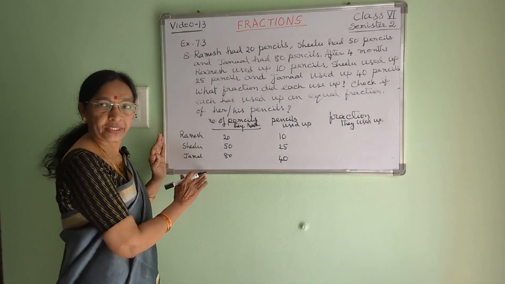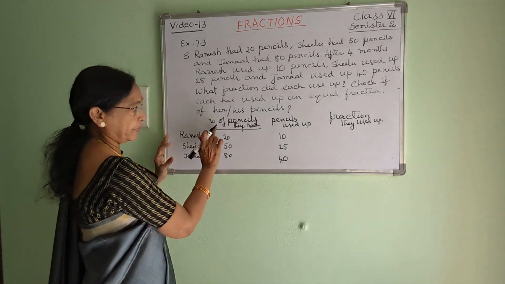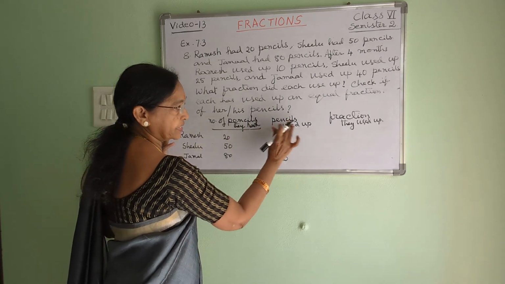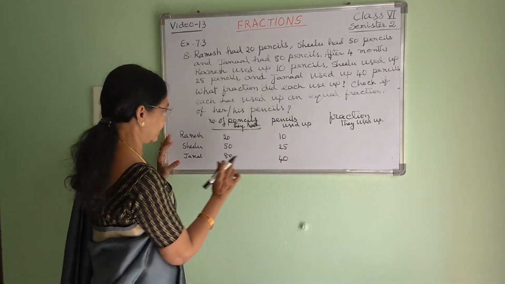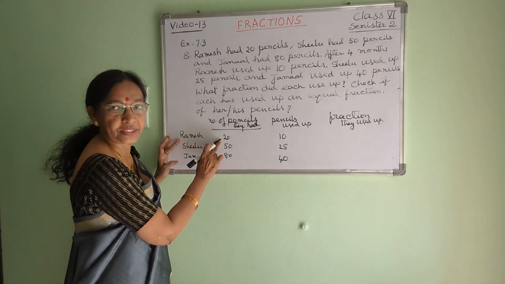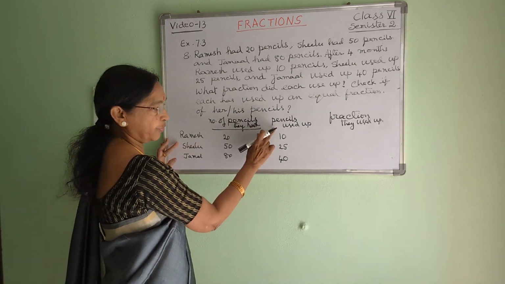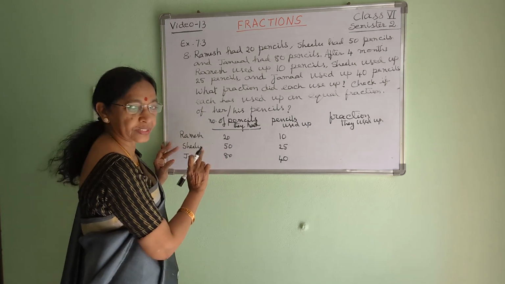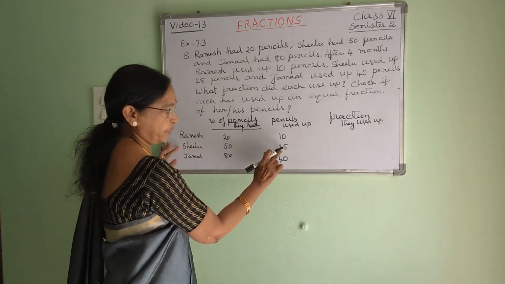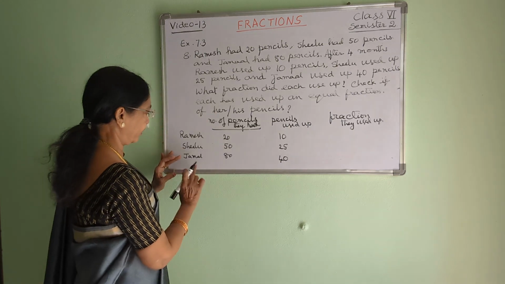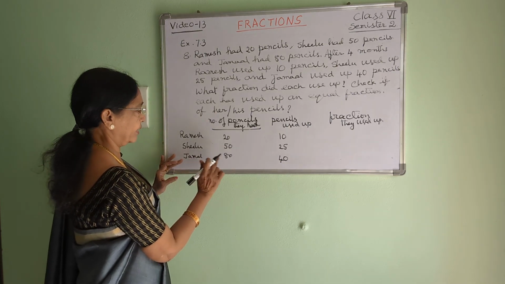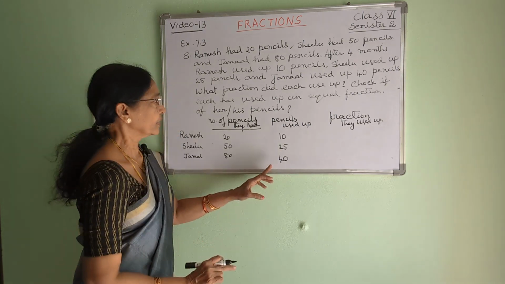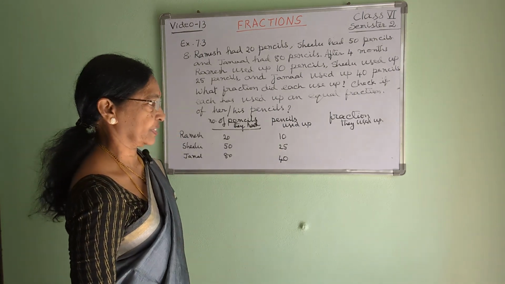So we will tabulate the data like this. Number of pencils they had at the beginning. Pencils used up after 4 months. So Ramesh had 20 pencils at the beginning. After 4 months, he used up 10 pencils. Sheelu had 50 pencils at the beginning. After 4 months, she used up 25. Jamal had 80 pencils at the beginning. After 4 months, he used up 40 pencils.